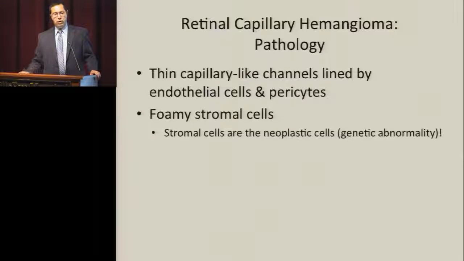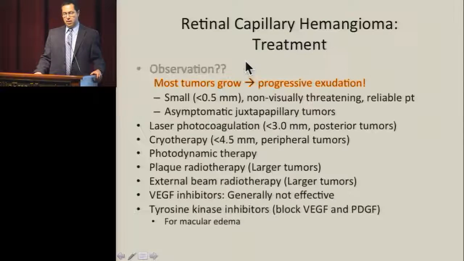As for pathology, they are made of thin capillary vessels. They have endothelial cells. They have pericytes. But the main feature probably is these foamy stromal cells. These are actually the neoplastic cells in this condition. These are the cells that carry the genetic abnormality, not really the vessels themselves. The vessels are a secondary thing.